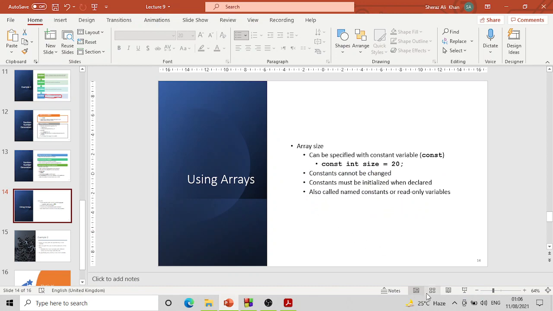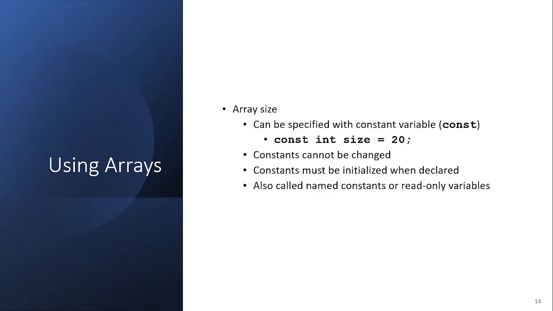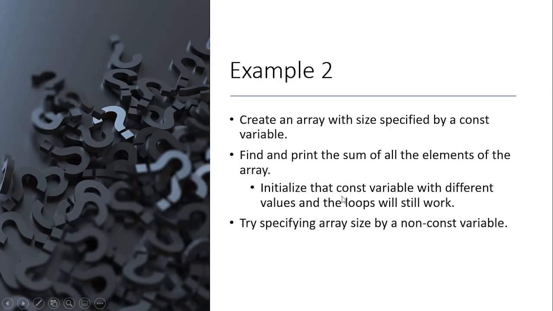ठीक है, so array size can be specified with a constant variable. You can do that. Constants cannot be changed. Constant must be initialized when declared, and they are also called named constants or read-only variables. So in this example, what we did was we created an array with size specified by a const variable. Acha, we didn't do this. Find and print the sum of all the elements of the array. So we can do that.